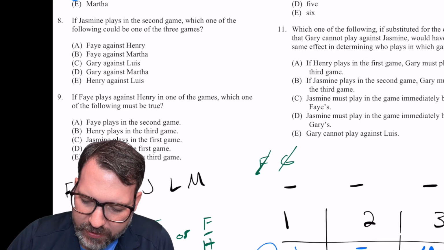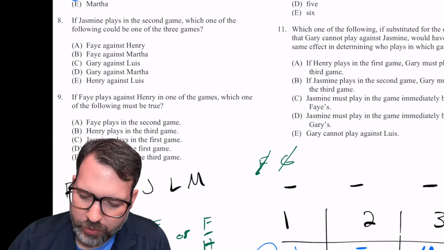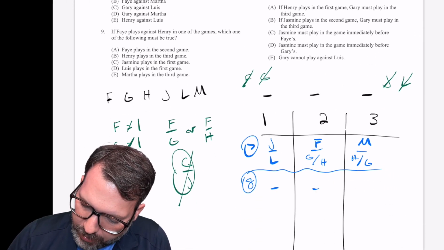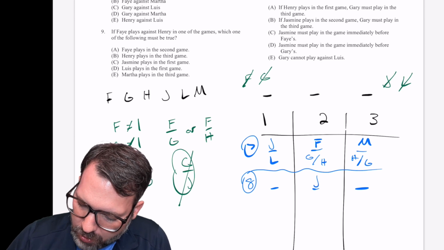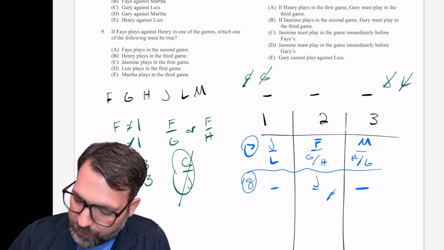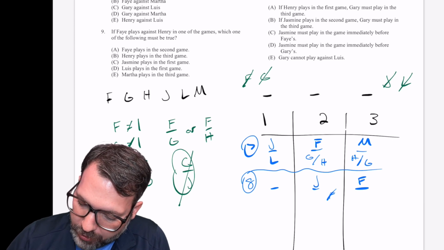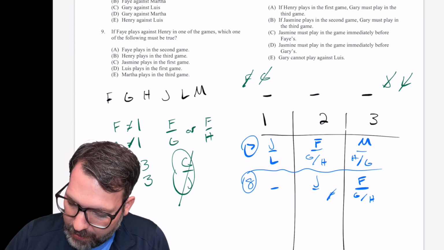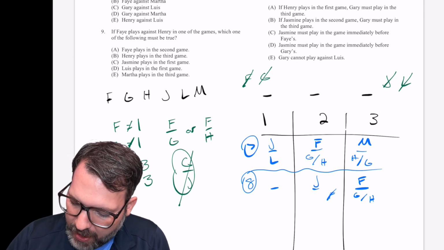If Jasmine plays in the second game, which one of the following could be one of the 3 games? Interesting. Okay. So of course we got our 3 blanks. Jasmine is now in game 2, which means that F cannot go second. And we already know F never goes first. So F is going to have to go third here. Again, I'm going to set up either G or H as a coin flip against F in that third game. And then right now, I've got M, L, and the other of G or H.